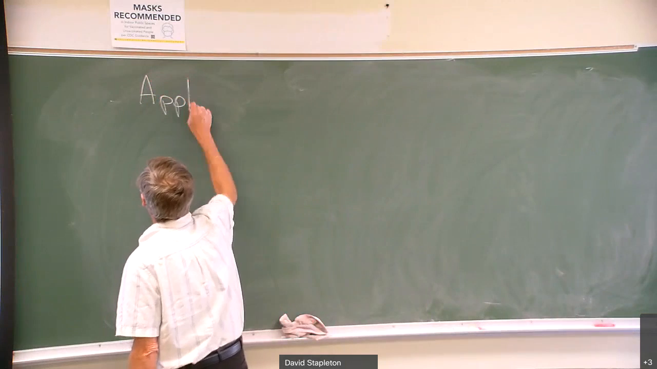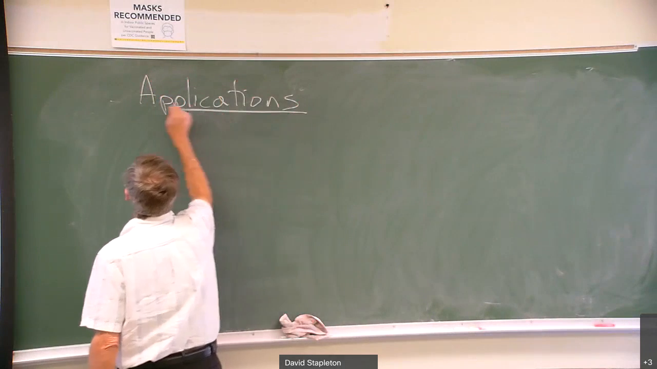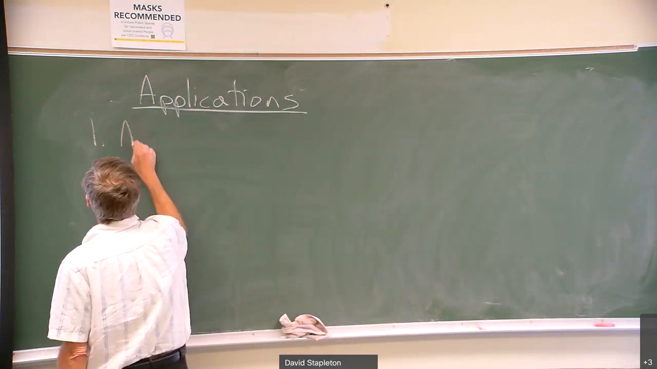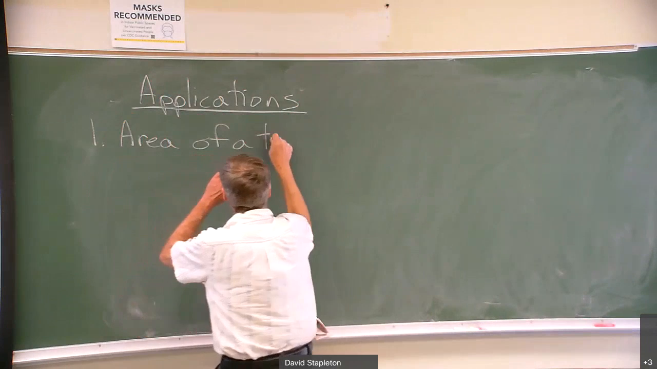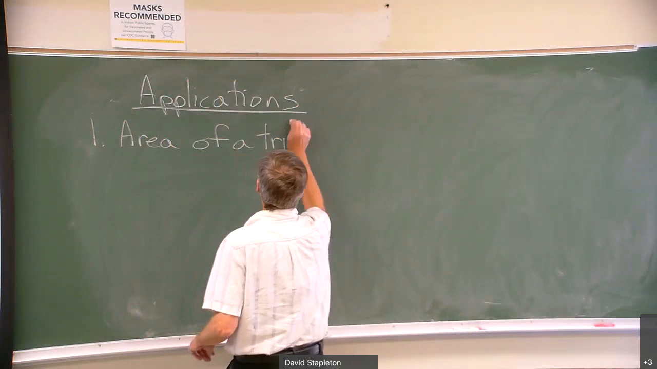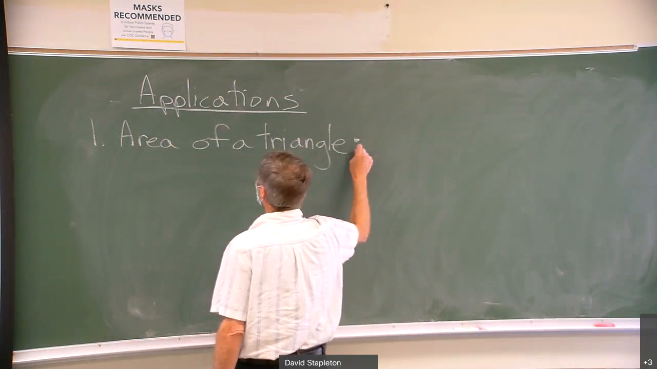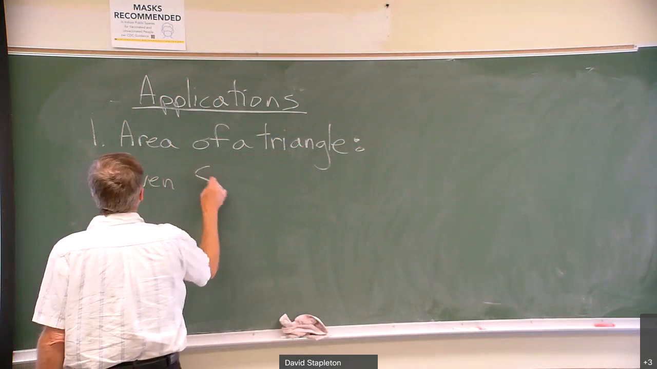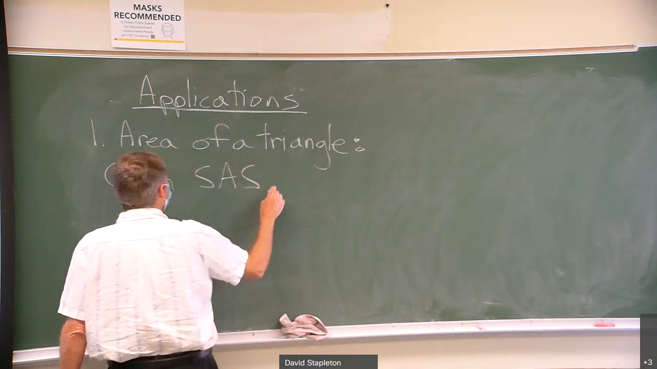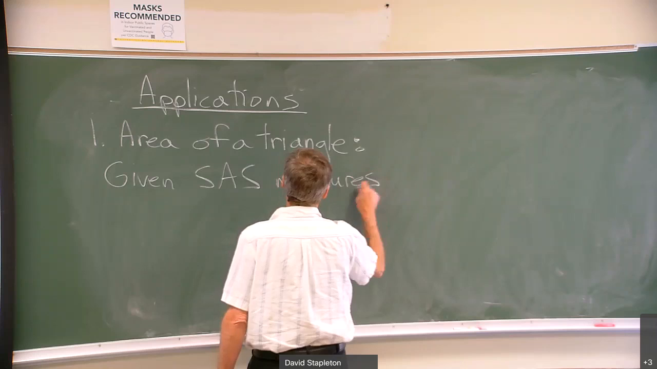Applications of trigonometry. We're all experts in trigonometry now. The first application is the area of a triangle. This is a very nice simple formula, as simple as ABCs almost. Given side angle side measures in a triangle, this formula works from trigonometry.